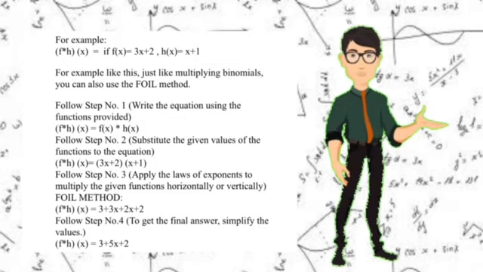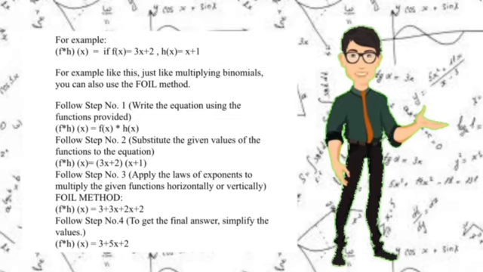Step number 1, write the equation using the functions provided. f times h(x) equals f(x) times h(x). Step number 2, substitute the given values of the functions to the equation. f times h(x) equals (3x plus 2)(x plus 1).